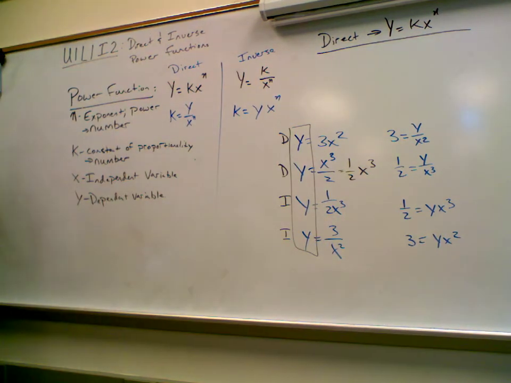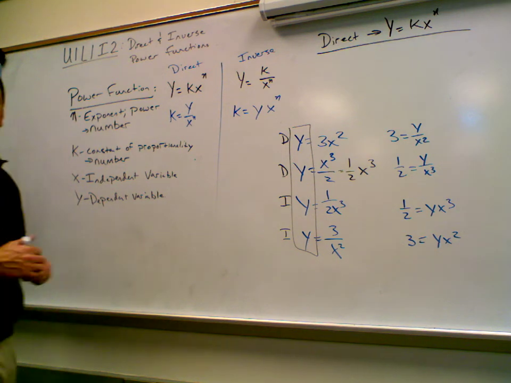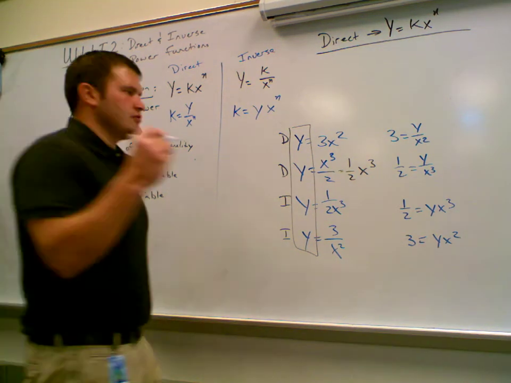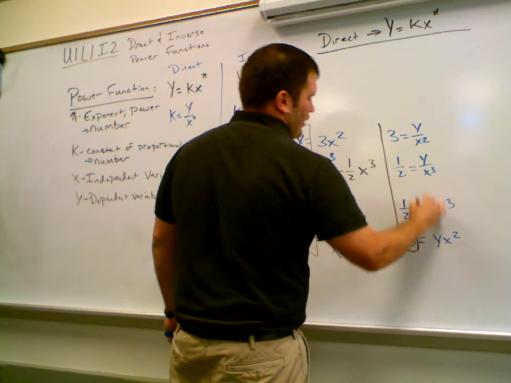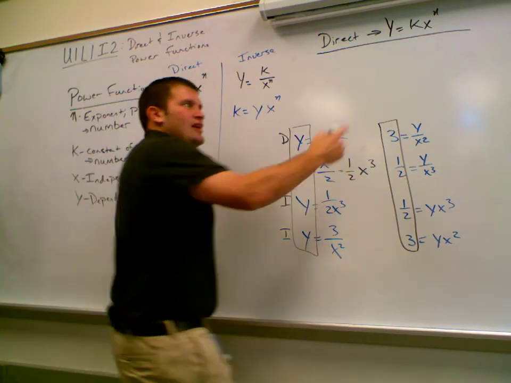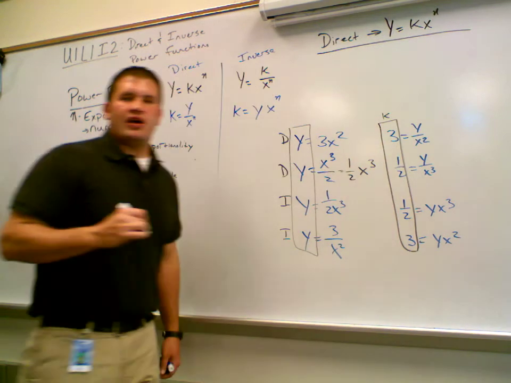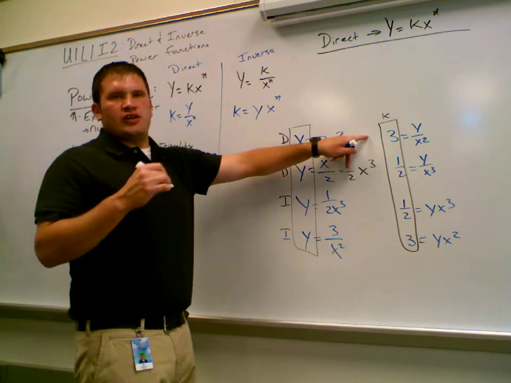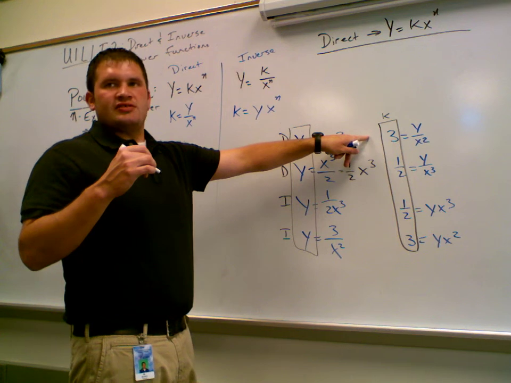Okay, so those ones are the other form, right? Am I solved for y or solved for k? Solved for k. These are all solved for k. K is by itself, correct? These are my constants. Right? So is this one direct or inverse? Direct. Y's on top.